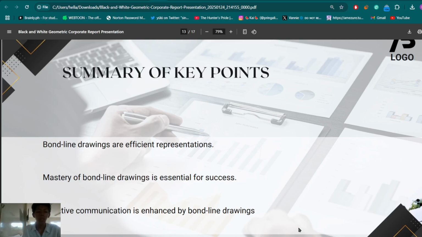How to read bond-line drawings. Carbon atoms are at the ends and corners of lines. Hydrogen atoms attached to carbon are not drawn but assumed. Double bonds and triple bonds are explicitly shown. Bond-line drawings make organic molecules easier to draw, interpret, and analyze. They are widely used in organic chemistry to simplify structures while keeping important chemical information clear.